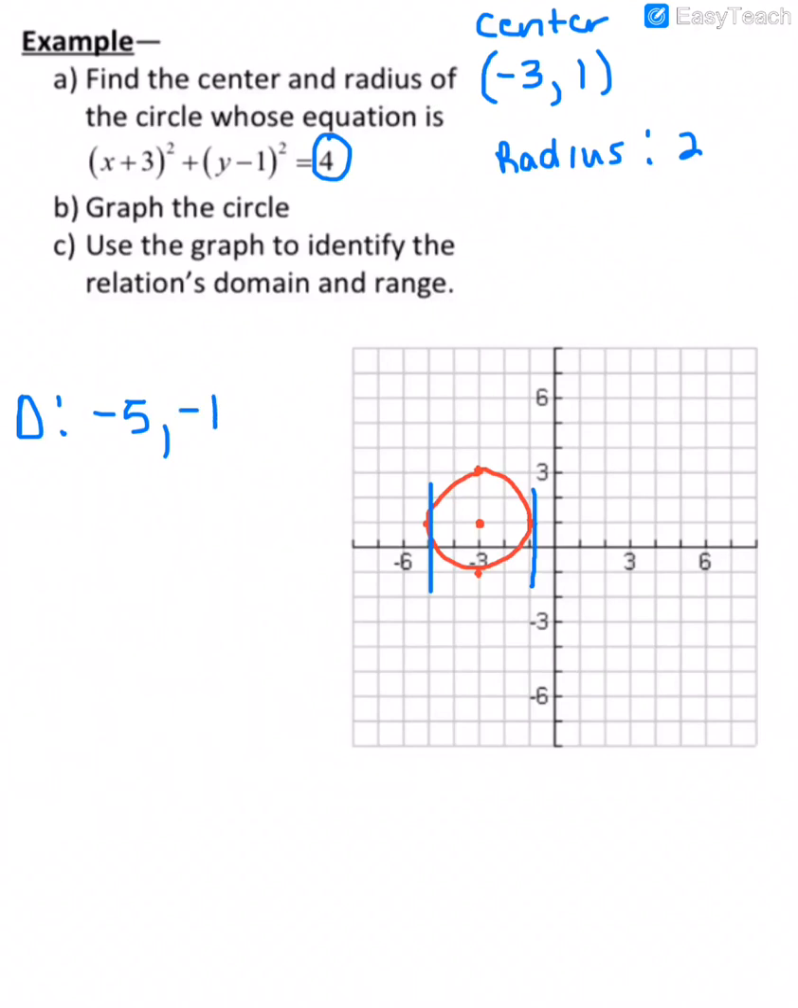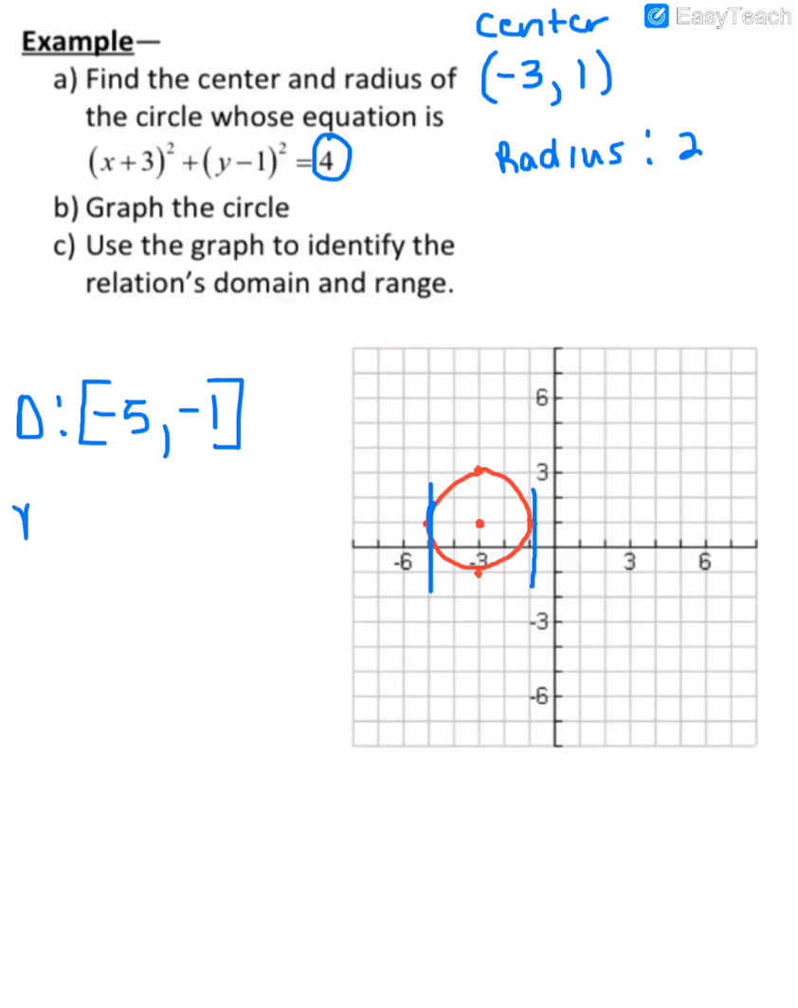Now, since our circle is passing through that point, so it's passing through negative 5 right here, that means that number is included. And it's the same thing for our negative 1, it's included. So we're going to use brackets instead of parentheses. And that's how it will always be when we're doing the domain and the range of the circle, because it'll be passing through those points.